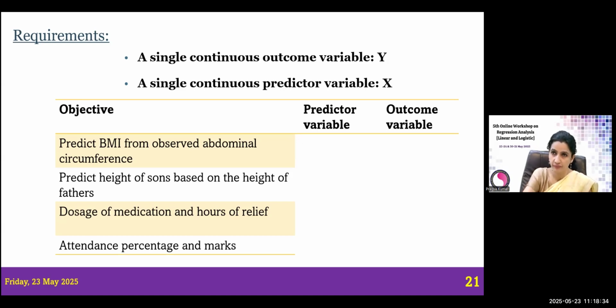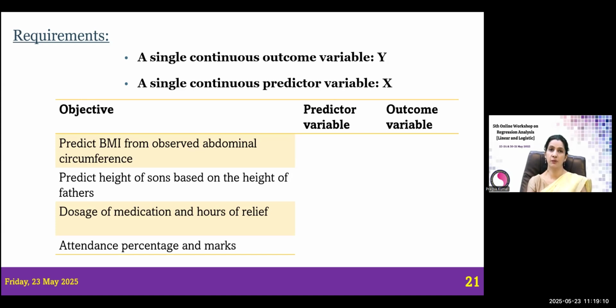Yes? So Dr. Carol is writing outcome is BMI. Yes, and abdominal circumference is predictor. Good. The next one, predict height of sons based on height of father. So what is my predictor? Okay. Yes, Farzana and Ajay, right? Okay. Outcome is son height, and the predictor is height of father.